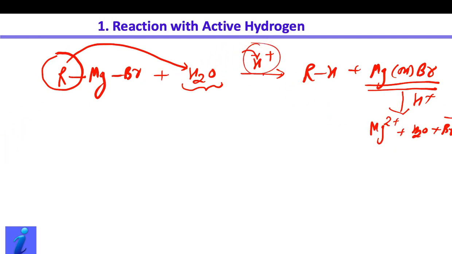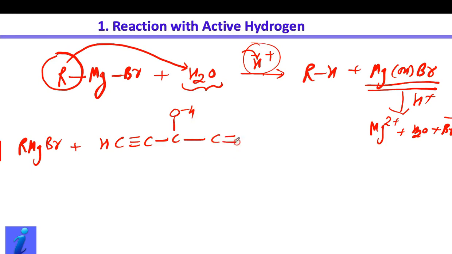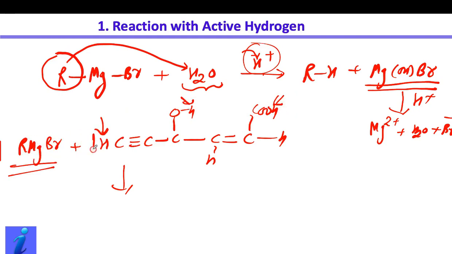Now active hydrogen means if you take Grignard reagent RMgBr and react it with a molecule which consists of a large number of active hydrogens. For example, let us take a molecule like this. Now this molecule is treated with RMgBr. This hydrogen is acidic because of sp hybridization. This hydrogen is acidic, this hydrogen is acidic. So one molecule of this can react with 3 molecules of RMgBr to give you 3 RH.